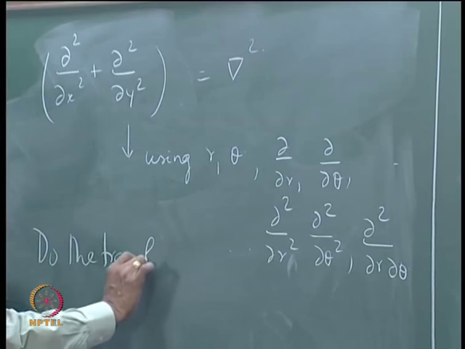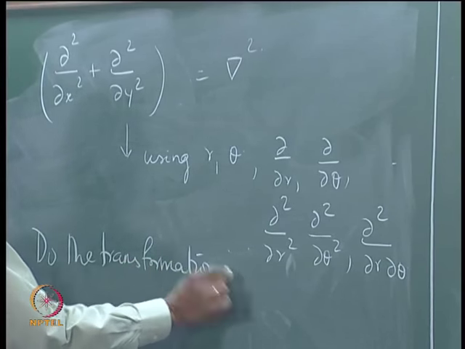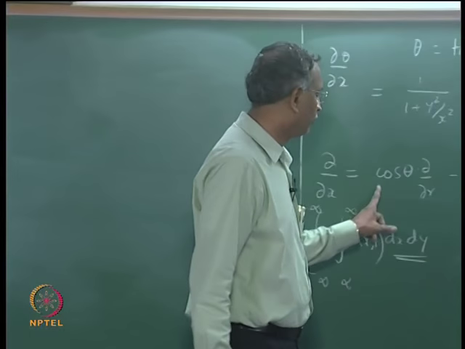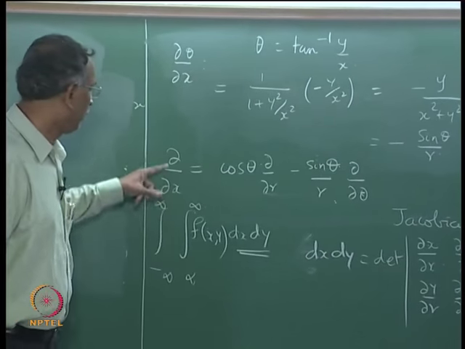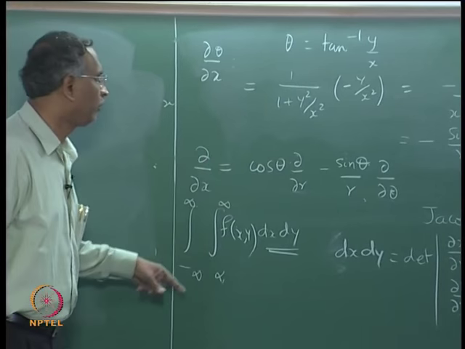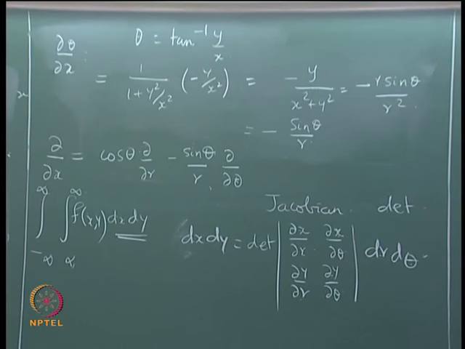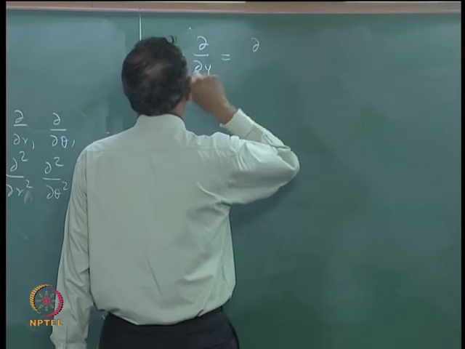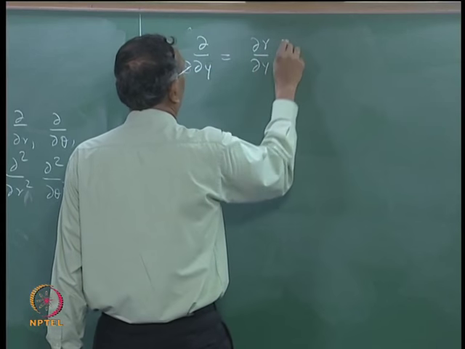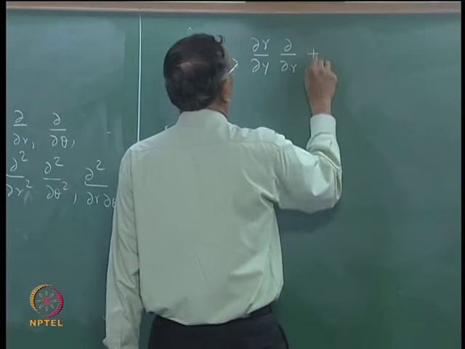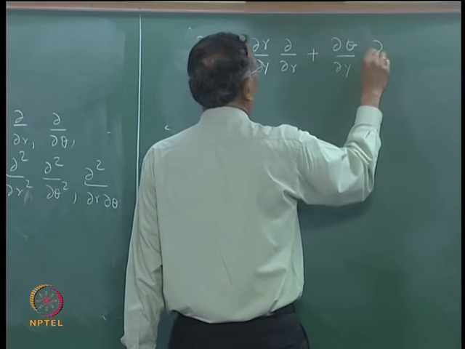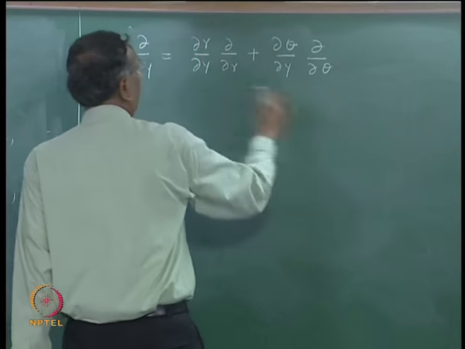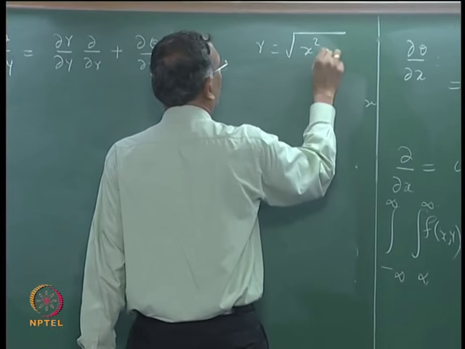It is standard, I will not do that here, but it is very easy to follow if you have followed the algebraic details, namely dou squared by dou x squared is this acting on itself, dou squared by dou y squared is a corresponding expression for dou by dou y. Maybe let me just write down dou by dou y alone as a help. So, it is dou r by dou y dou by dou r plus dou theta by dou y dou by dou theta, and you can calculate this since r is square root of x squared plus y squared.